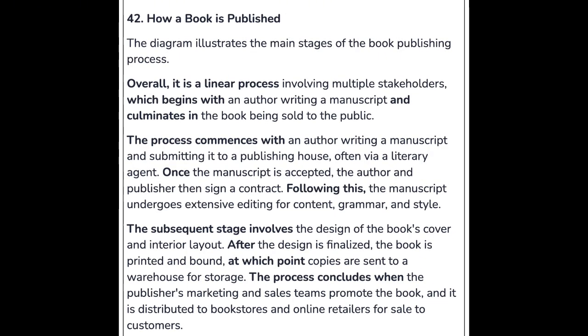42. How a book is published. The diagram illustrates the main stages of the book publishing process. Overall, it is a linear process involving multiple stakeholders, which begins with an author writing a manuscript and culminates in the book being sold to the public.